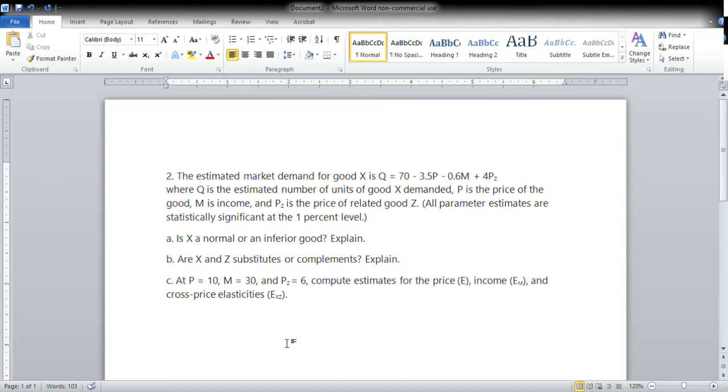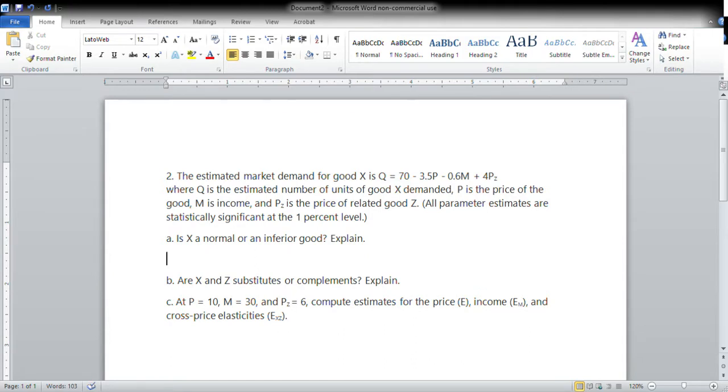The estimated market demand for good X is quantity Q equals 70 minus 3.5p, and that's the price of X for good X, minus 0.6M, M is income, plus 4, the price of Z, which is the other good. Well, it says that right under there. So the first question is: is X a normal good or an inferior good?